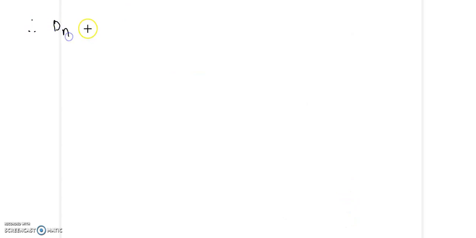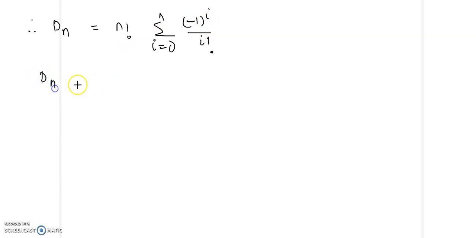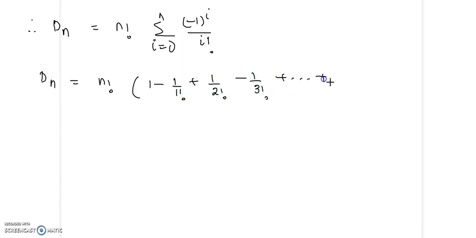So therefore dn is equal to n factorial into summation i equal to 0 to n minus 1, power i, by i factorial. So from this we will also get few corollaries. So you take dn, so dn is n factorial into 1 minus 1 by 1 factorial plus 1 by 2 factorial minus 1 by 3 factorial plus etc. plus minus 1 whole raised to n into 1 by n factorial.